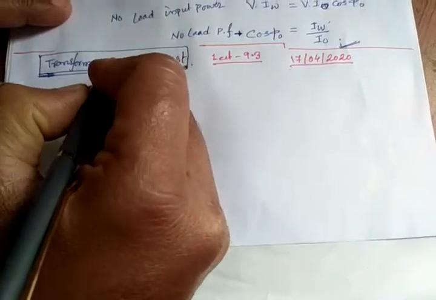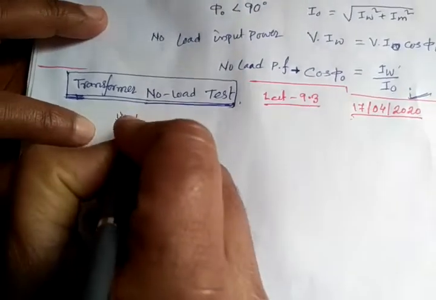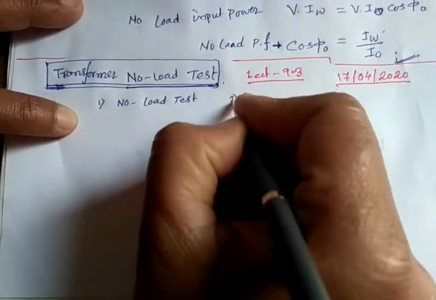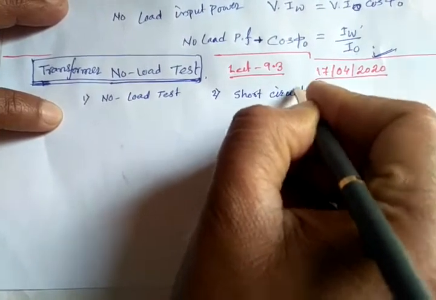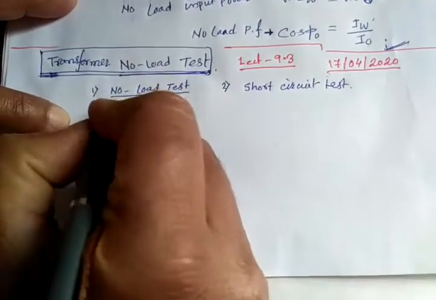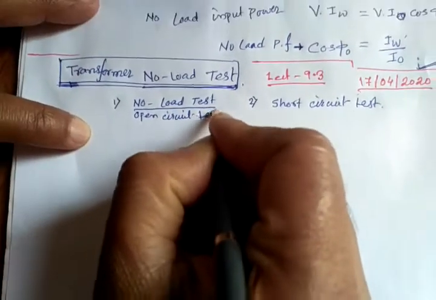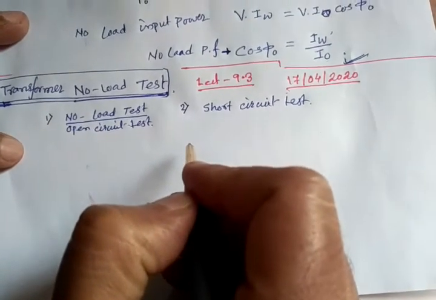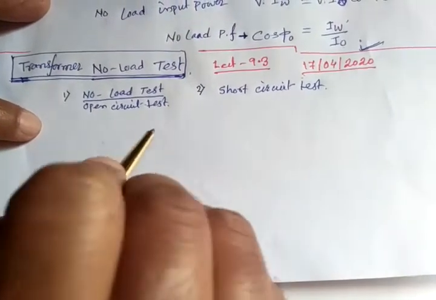We generally do two types of tests. Two tests are performed on a transformer. One is known as the no load test, which we will be discussing today, and another one is the short circuit test. This no load test is also known as the open circuit test. These two tests combined determine all the parameters required for understanding the voltage regulation and efficiency and everything.